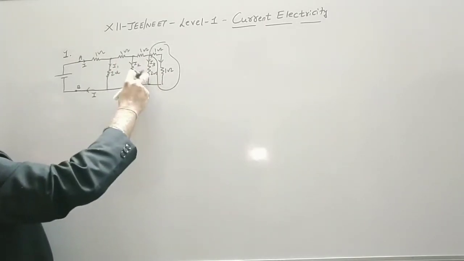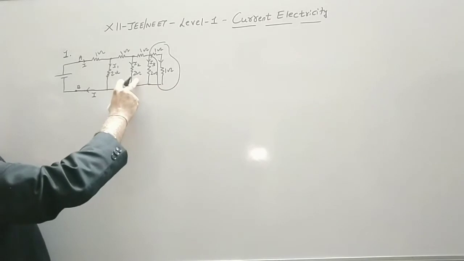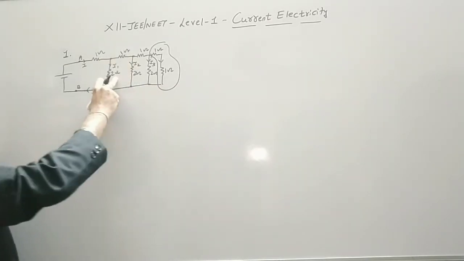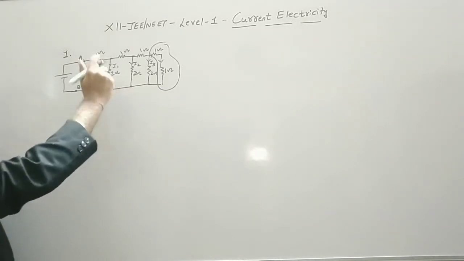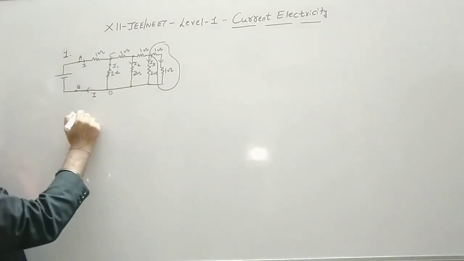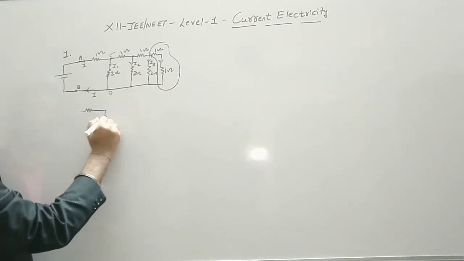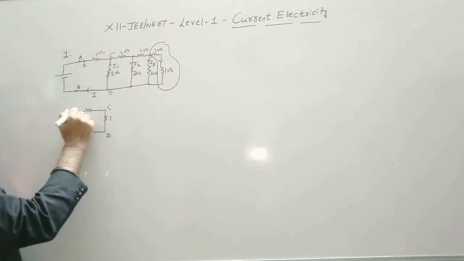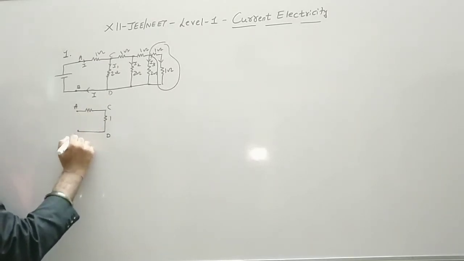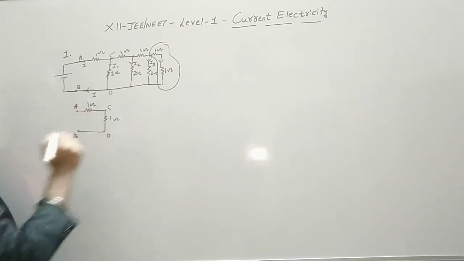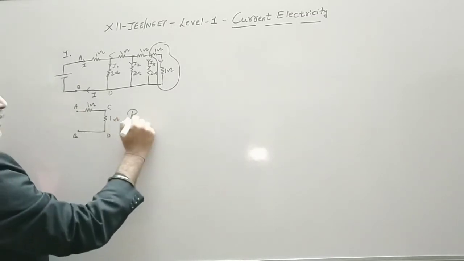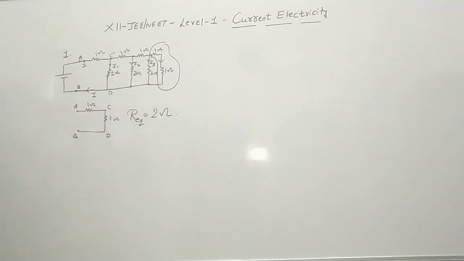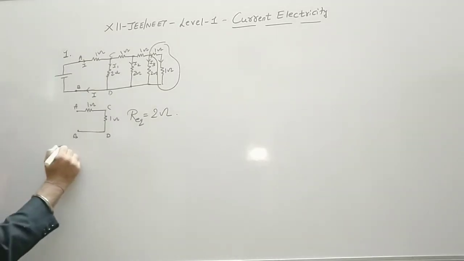Again 1 comes in series with 1, so 2. 2 parallel to 2, 1. 1 series with 1, 2. 2 parallel with 2, 1. So if I name this point CD, the equivalent circuit becomes, this is CD, here we have 1. This is your point A and B. So now we have 1 ohm connected in series. So R equivalent directly becomes 2 ohms. So it is a simple sum.